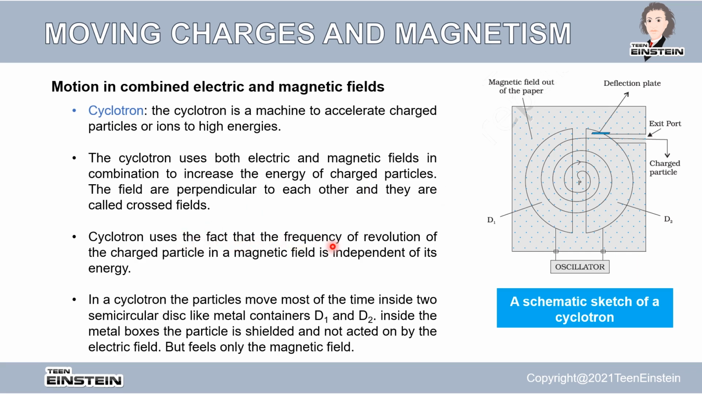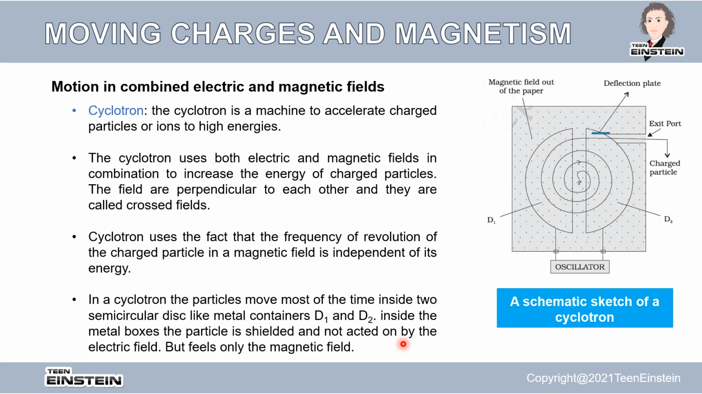Cyclotron uses the fact that the frequency of revolution of the charged particle in a magnetic field is independent of its energy. In a cyclotron, the particles move most of the time inside two semicircular disc-like metal containers D1 and D2. Inside the metal boxes, the particle is shielded and not acted on by the electric field, but feels only the magnetic field. This we already know: inside a metal, the electric field cannot penetrate, right? We talked about this in the case of electrostatic shielding.